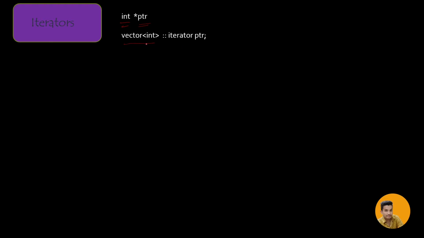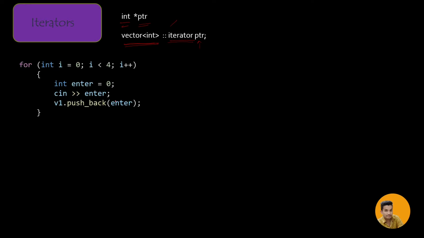First specify the data type it is going to hold, and this is going to be a vector, and then we will specify the keyword iterator, and this is nothing but the scope resolution operator we use, and then the iterator name.